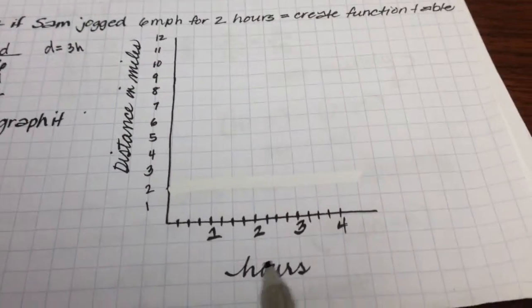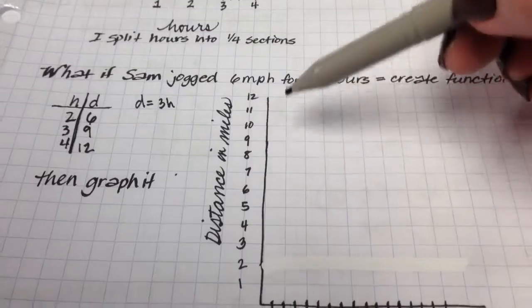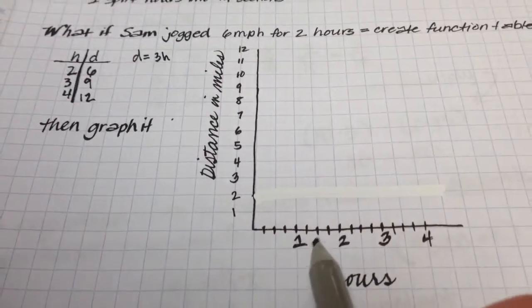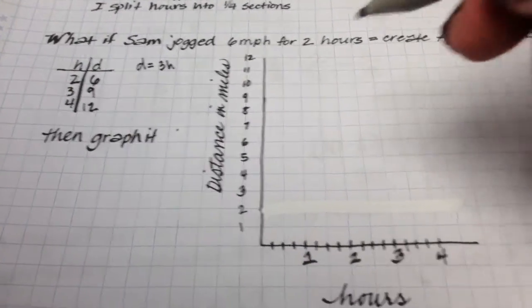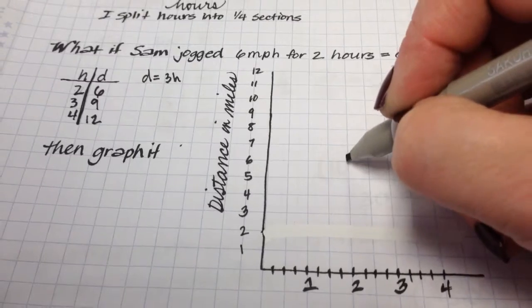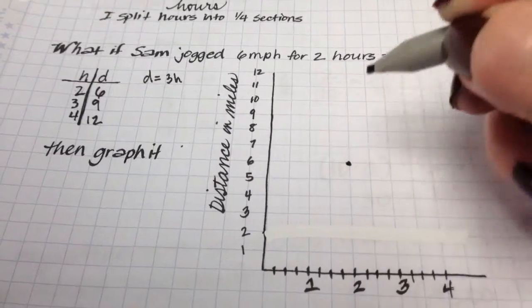We have our hours as the x-axis and our distance in miles. And yes, I made a mistake. I want it to be longer. Again, I divided my hours into quarter hours, so it's easier to read. So in 2 hours, he went 6 miles.